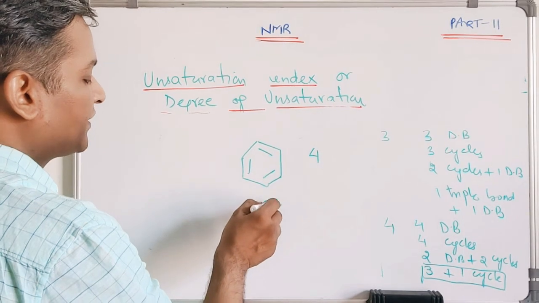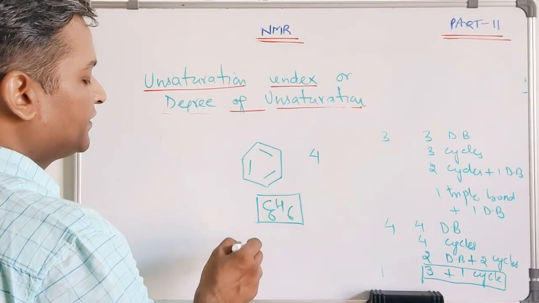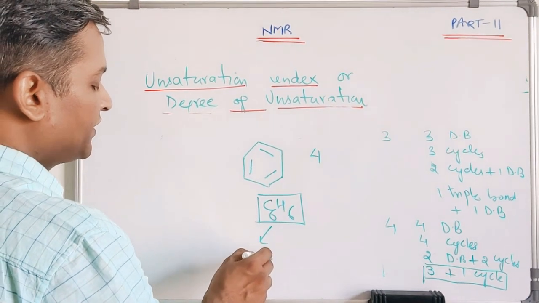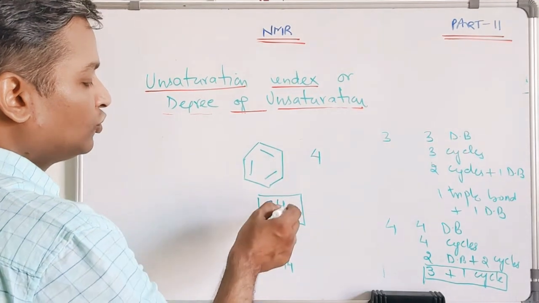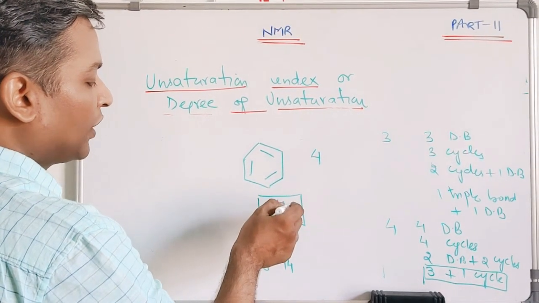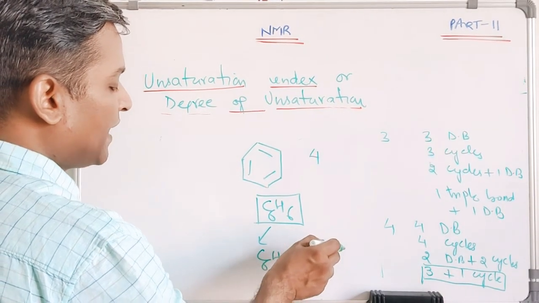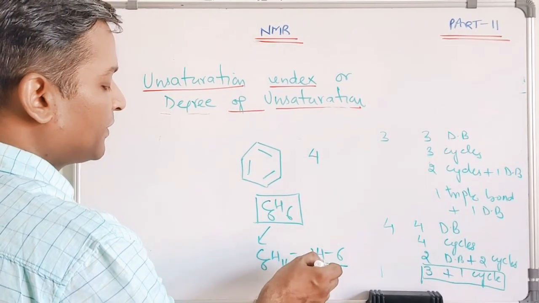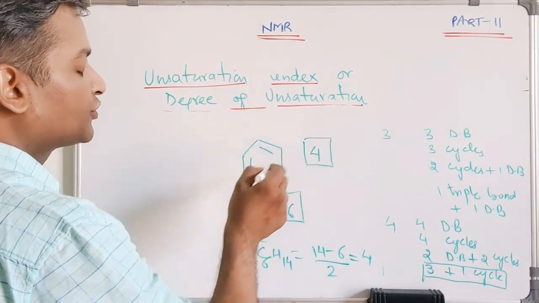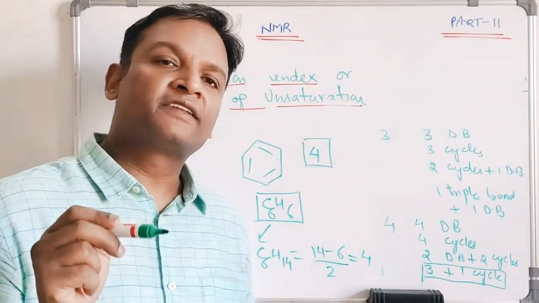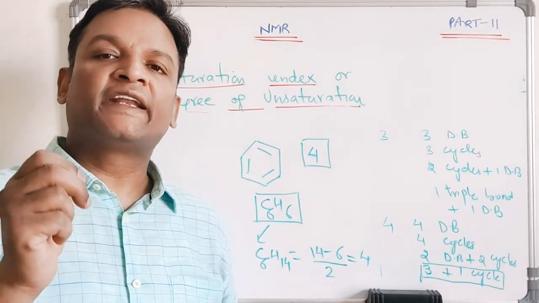Benzene formula is C6H6. To find out the unsaturation index of benzene, the corresponding alkane is C6H14. There is no oxygen, no nitrogen, no halogen, so no effect is observed. Now 14 minus 6 divided by 2 is equal to 4. So benzene's unsaturation index is equal to 4. You must remember this: if the unsaturation index is equal to 4, it may contain benzene.